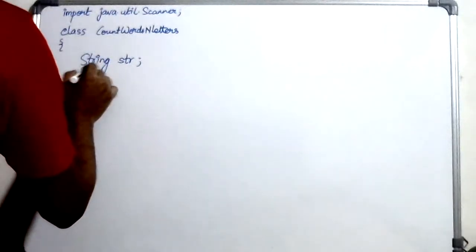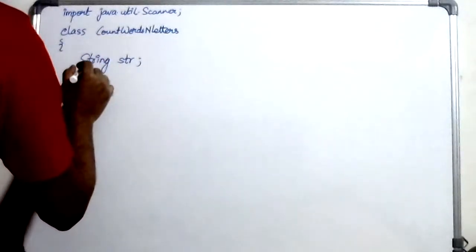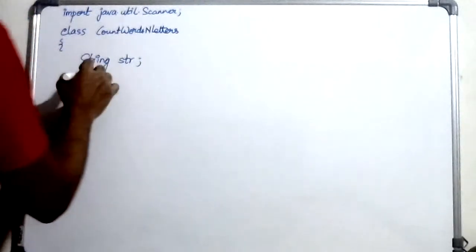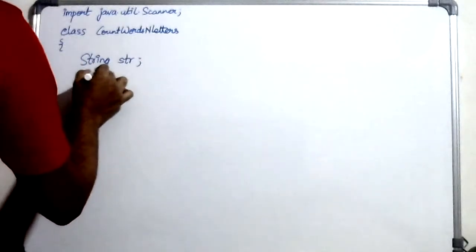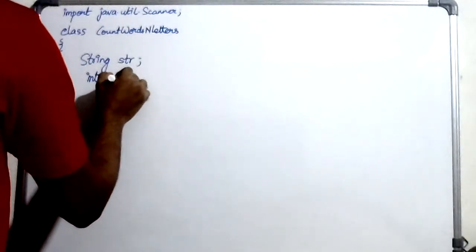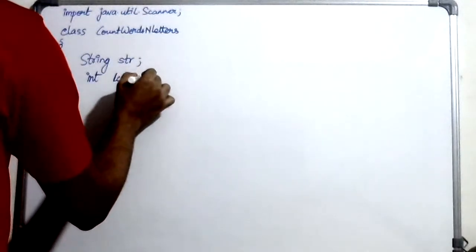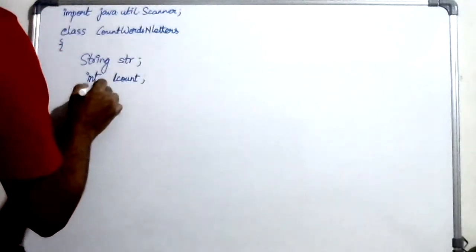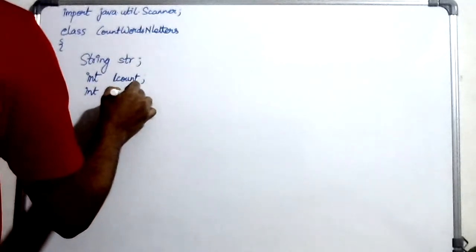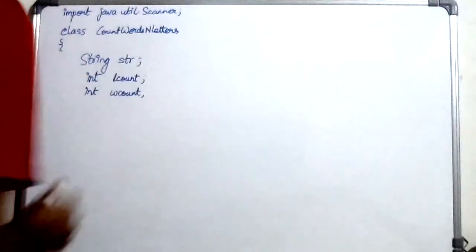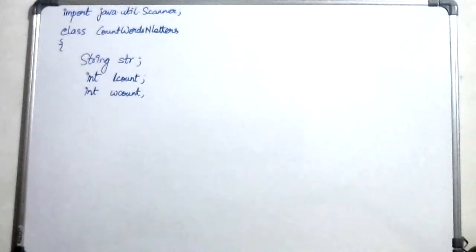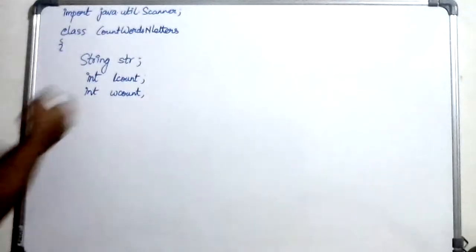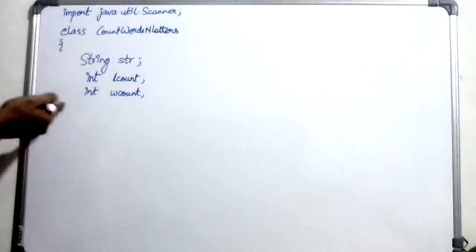I'll also be having two more variables to store the word count and the letter count. So those will be integer variables. So int l count and int w count. Although we are not initializing them, it is automatically done by the default constructor. String is initialized to null, l count and w count are initialized to 0 by the default constructor. It's automatically done. So we have three class variables.